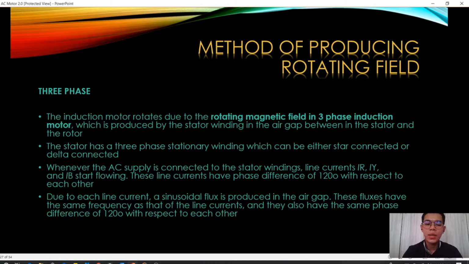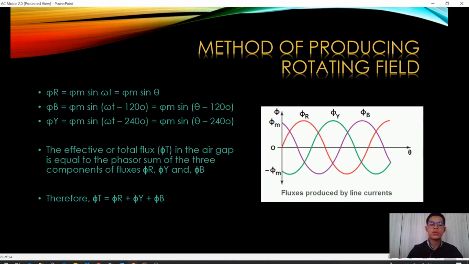Whenever the AC supply is connected to the stator winding, line currents IR, IY and IB start flowing. These line currents have a phase difference of 120 degrees with respect to each other. Due to each line current, a sinusoidal flux is produced in the air gap. These fluxes have the same frequency as the line current, and they also have the same phase difference of 120 degrees with respect to each other.